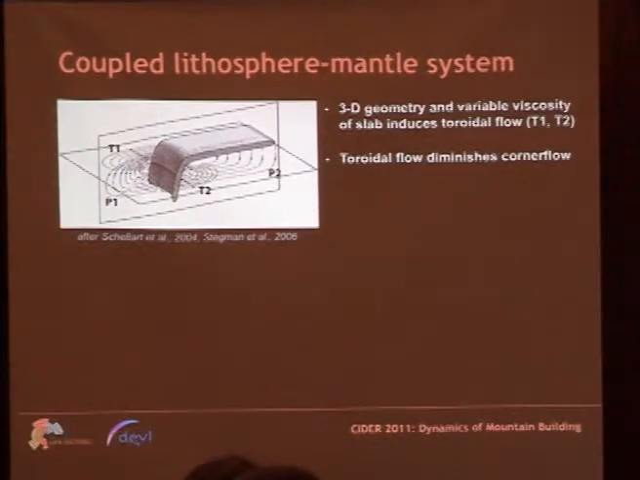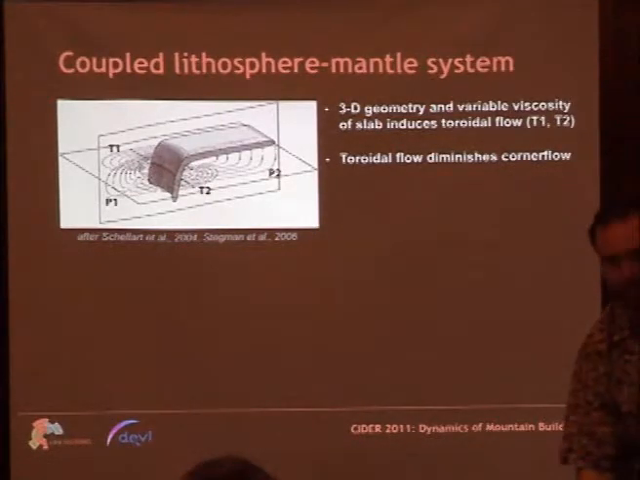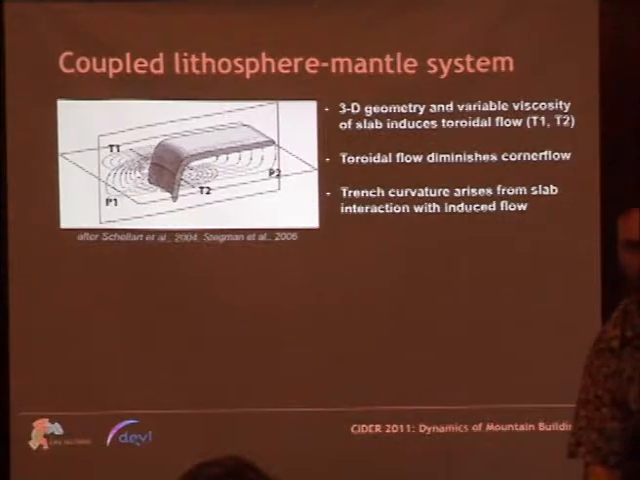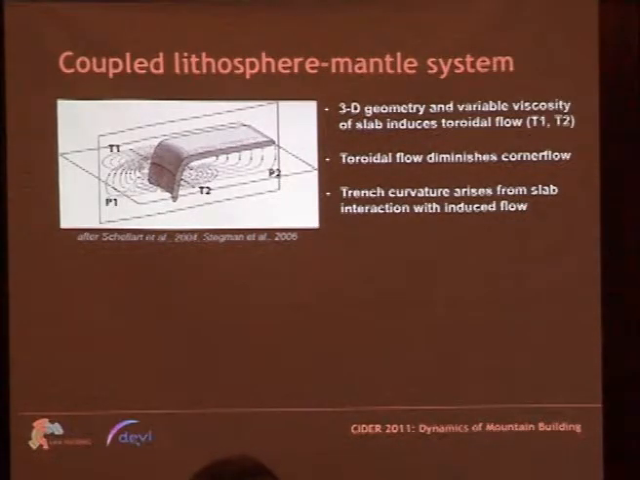That corner flow in the wedge relies on a two-dimensional geometry, and this third dimension is allowing this return flow around the side, wiping out the corner flow to some extent, because that destroys the pressure gradients that are helping drive that corner flow. Okay. And then finally, as this system evolves, there's a trench curvature that starts to develop. So we always start with a linear trench, and then it evolves to some shape.